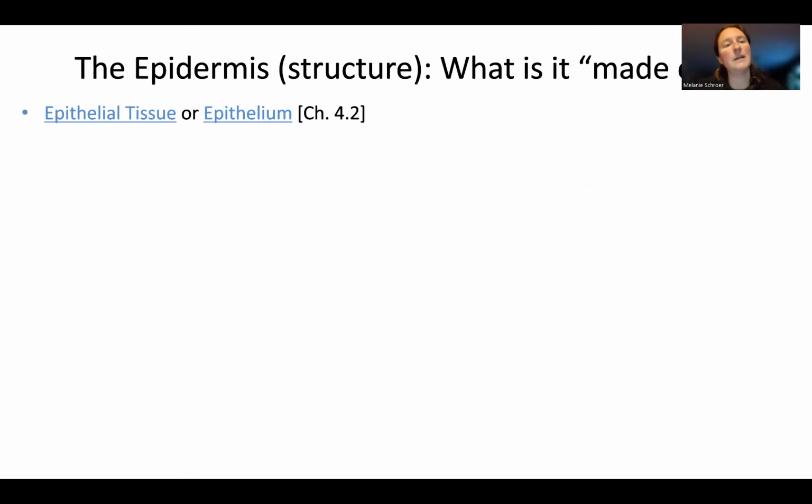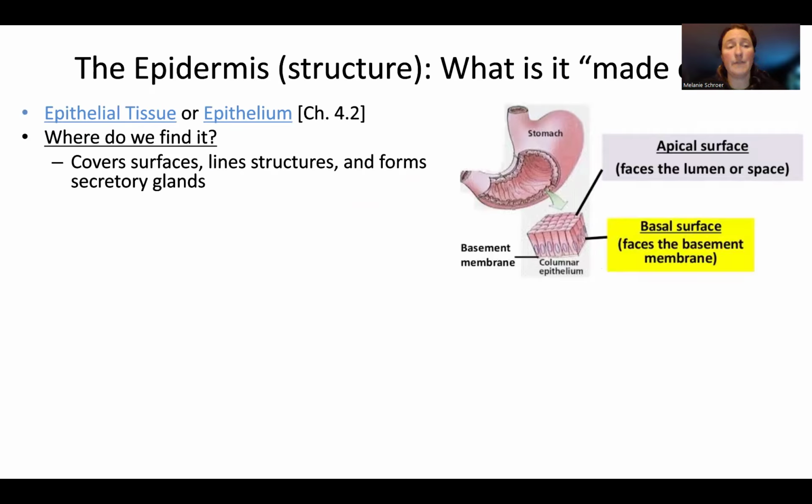So let's zoom in on the epidermis. That's what the rest of this lesson is going to be about today, the epidermis and what it's made of. The epithelial tissue can also be called epithelium. It can be found covering things, lining things, right? So covering the surface, of course, the epidermis is the most superficial part of our body. It covers our body itself. It also lines structures. And so here we see the stomach.